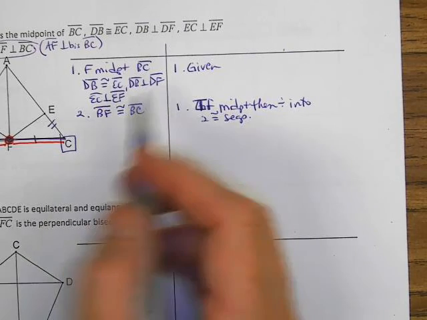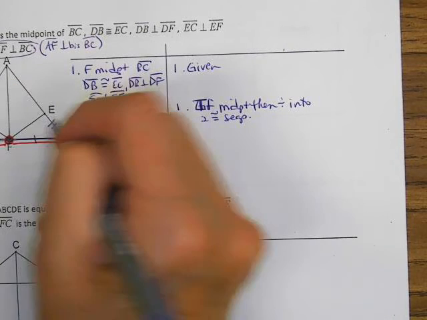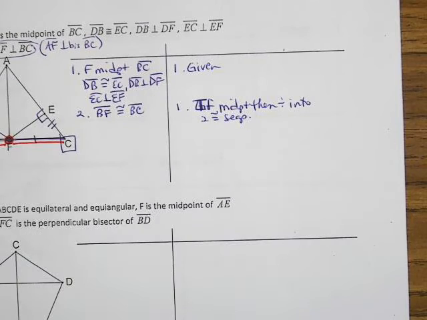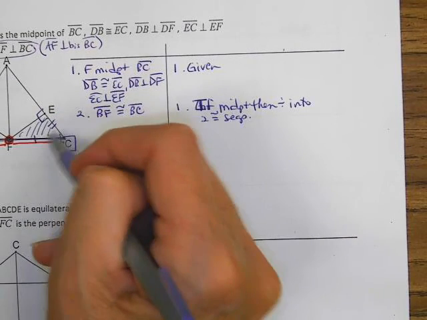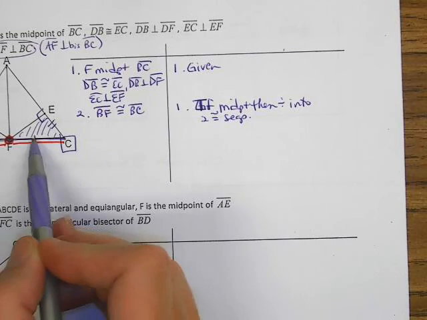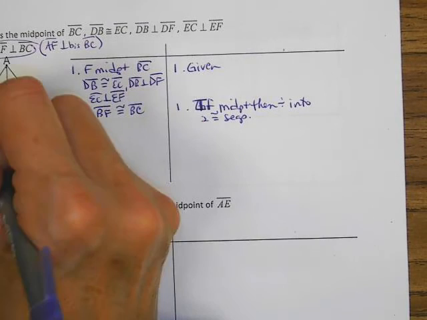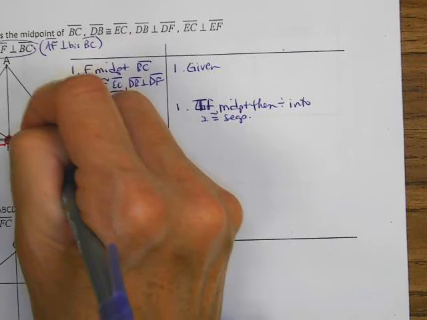Perpendiculars get me right angles. So I have right angles here and right angles here. I'm immediately drawn to these triangles because I have these 2 sides congruent. So I think these are the right angles that I'm going to focus on.